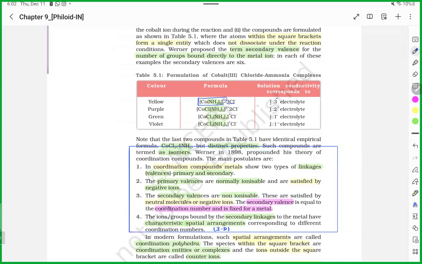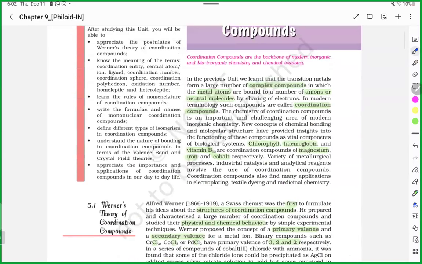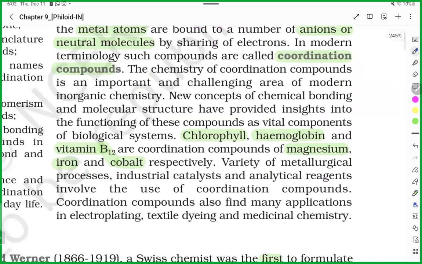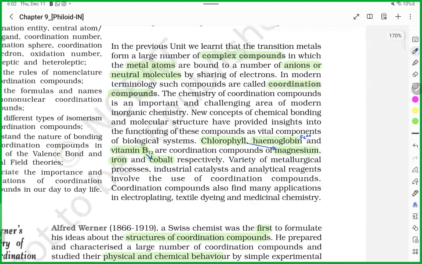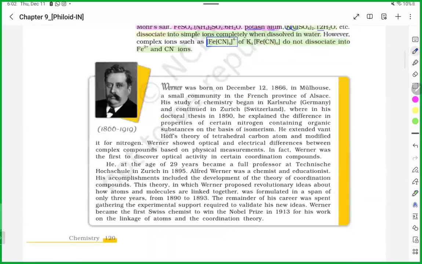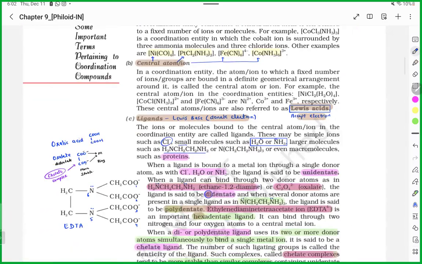For example, in chlorophyll we have magnesium, in vitamin B12 we have cobalt, and in hemoglobin, iron, two positive. But nothing can be asked out of this. You will see tomorrow. Now it looks easy.